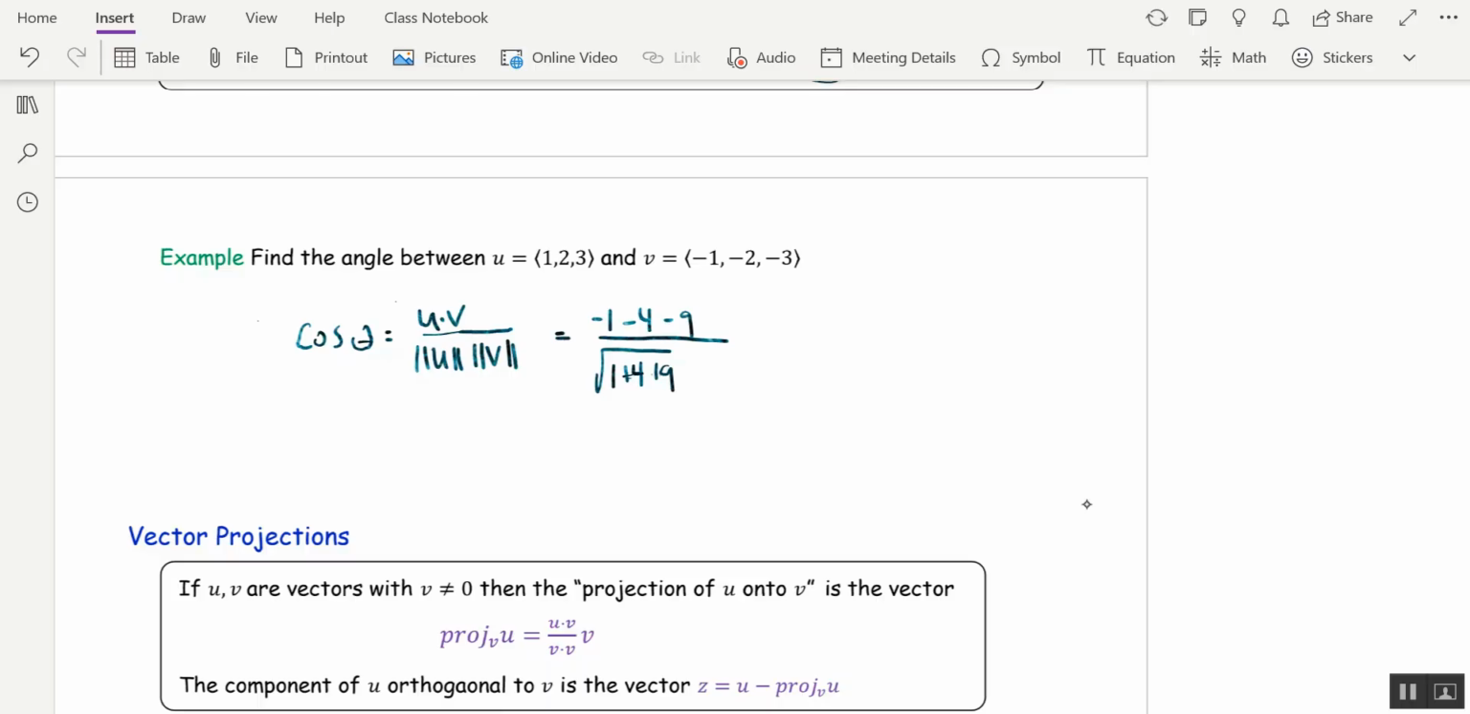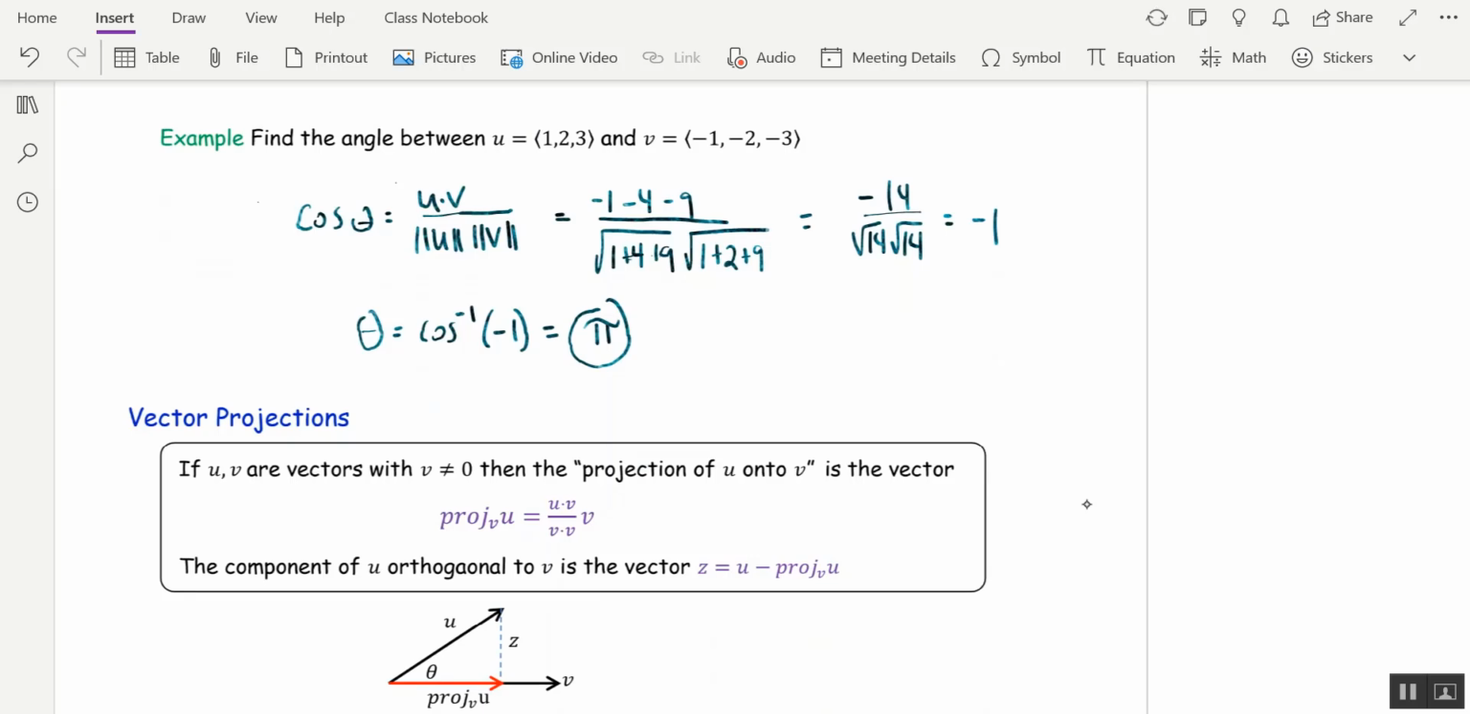And then we multiply by the length of v, which is the square root of -1 squared, which is again 1, -2 squared, which is 4, plus -3 squared, which is 9. And so on top, I've got -14, and on the bottom, I've got root 14 times root 14, which is 14. So when I simplify, I get -1. And then theta is cosine inverse of -1, and that's an easy computation. That's just pi. Okay, vector projections. The projection of u onto v is given by this formula here.